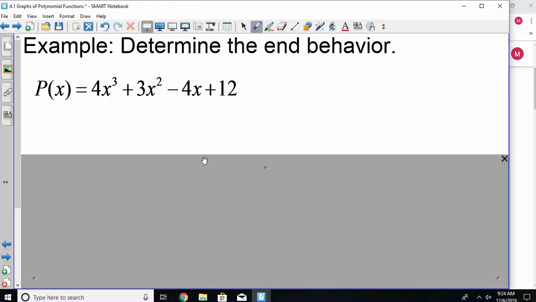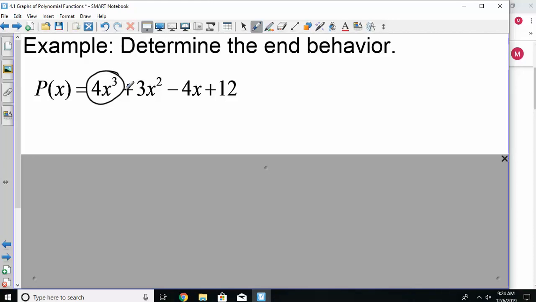Okay, if I want you to find the end behavior of this, what are you looking at? Which part are you concerned with? The leading term. A lot of times that's the first term. It doesn't have to be though. It's just the term with the highest power. So that is all I am going to look at.